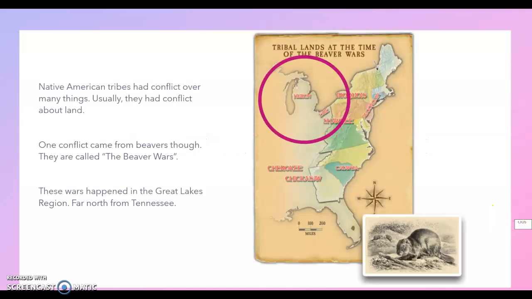Native American tribes had conflict over many things. Usually they had conflict about land and who owned the land. One conflict came from beavers, though. They are called the Beaver Wars. These wars happened in the Great Lakes region, far north from Tennessee, and the circled area is the Great Lakes region, and this is where the Beaver Wars happened.